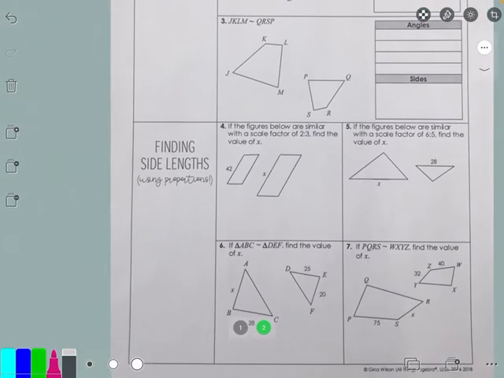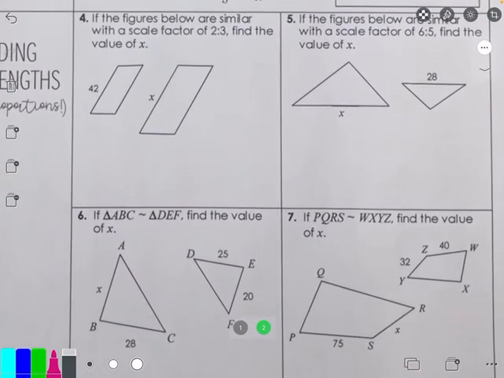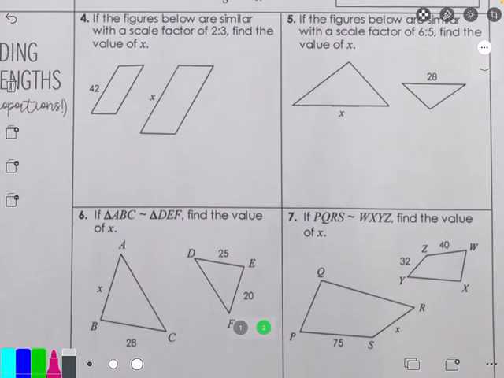I'm going to go ahead and move to the bottom half of this page. Number 4: if the following figures below are similar with a scale factor of 2 to 3, find the value of x. Okay, so they give me a scale factor, right? 2 to 3.